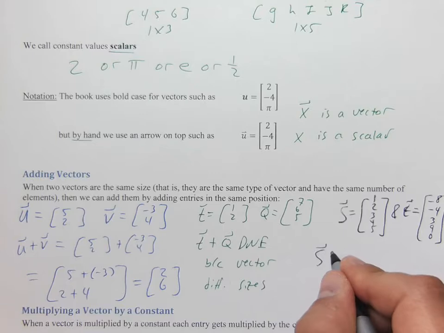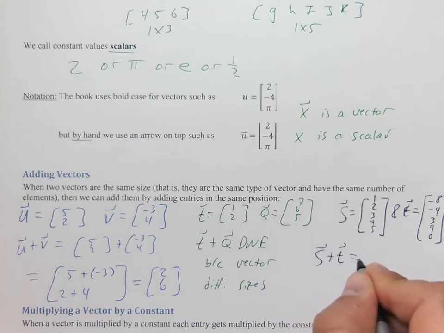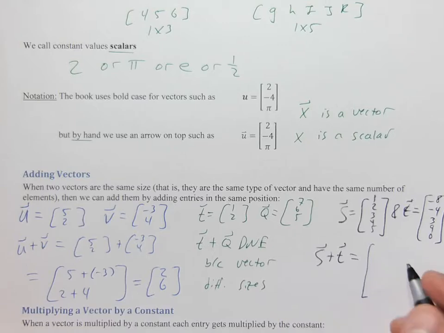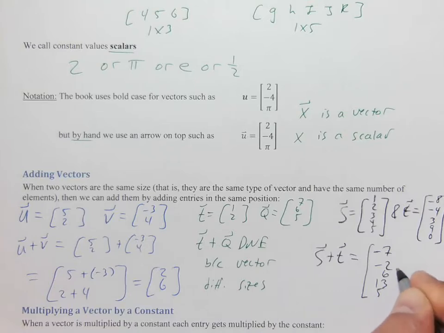I would encourage you to give that a quick try, just make sure it makes sense. It's really kind of an easy one. You could probably do it as I'm doing it. We just add the corresponding entries, and we get 1 minus 8 is minus 7, 2 minus 4 is minus 2, 3 plus 3 is 6, 4 plus 9 is 13, 5 plus 0 is 5. But again, we were able to do that one because they have the same size vectors. All right.